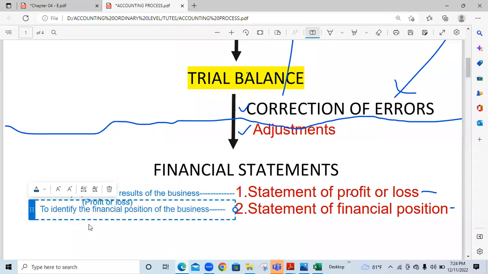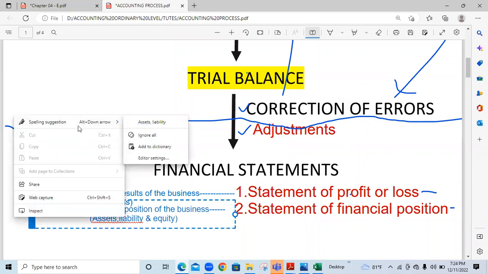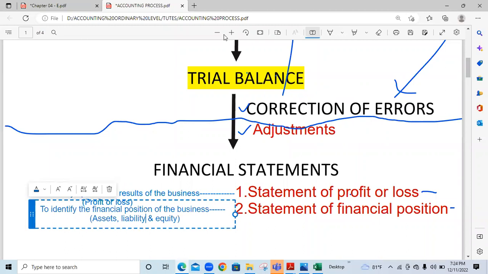Financial position, they are talking about what and what? Asset, liability, equity. When they say financial position, they are talking about the value of assets as at a particular date, the value of liability, and the value of equity at a particular date. That's why we prepare the statement of financial position. That is the reason we prepare.